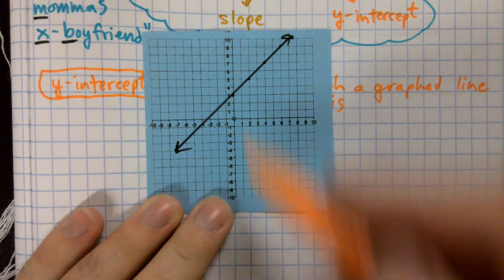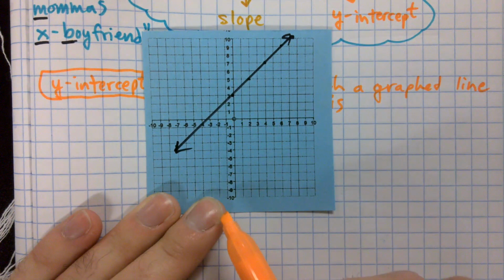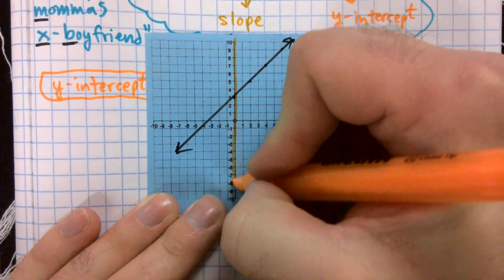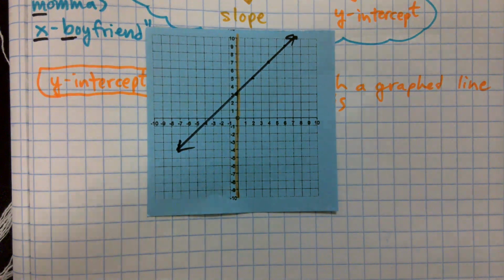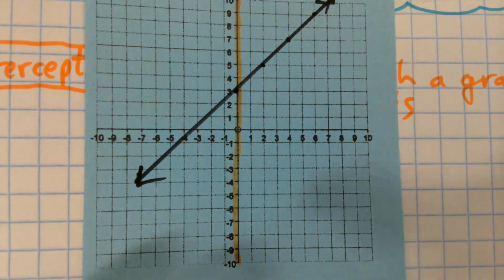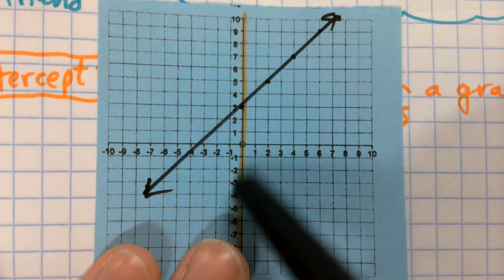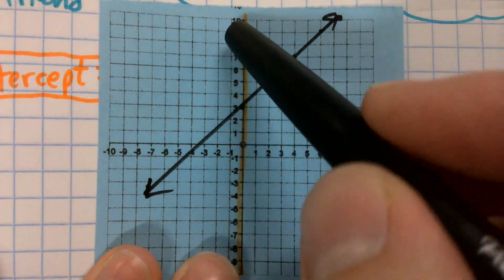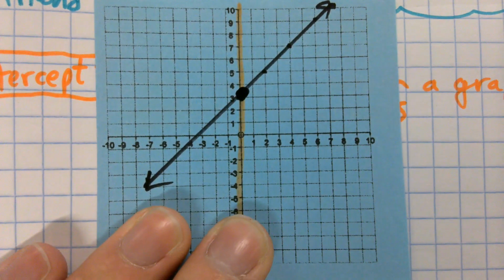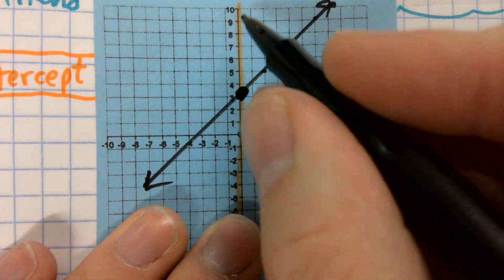Which axis on this graph is my y-axis? Is it this horizontal line or this vertical line? Vertical line, that's my y-axis, right there, highlighted in orange. So if we zoom in here, at which point does this diagonal line cross this orange line? What number does it cross at? 3, right? Right here is the intersection or the intercept of this line to the y-axis.